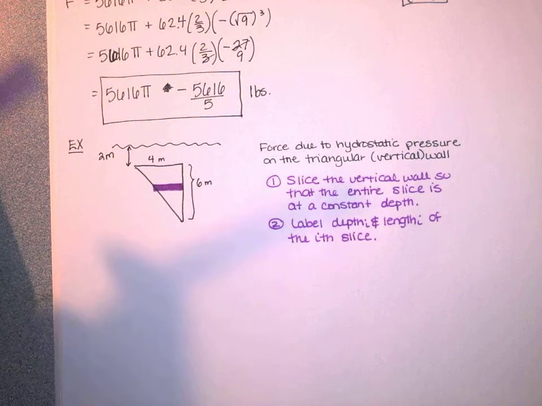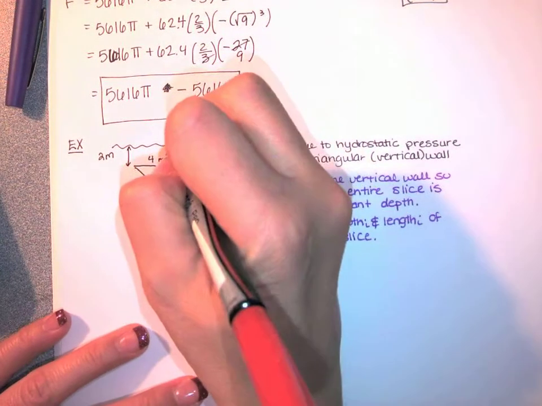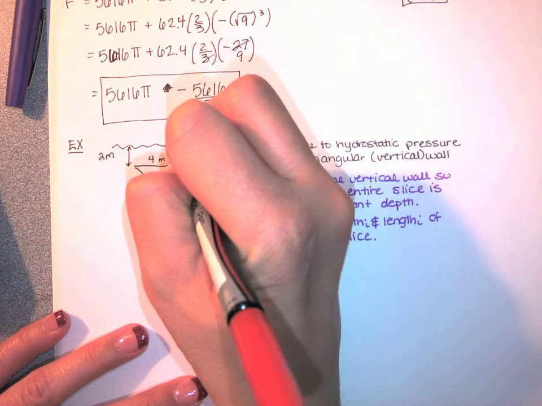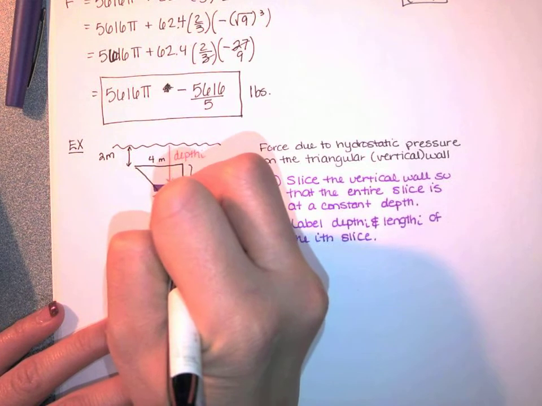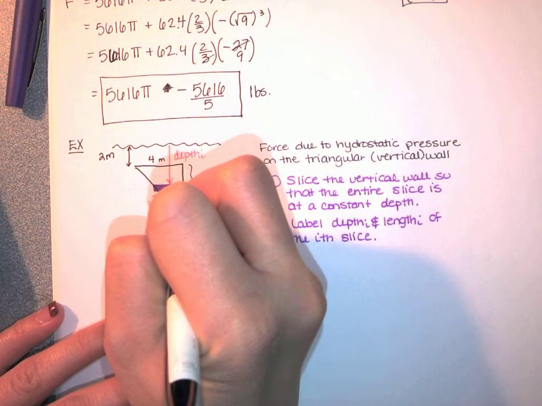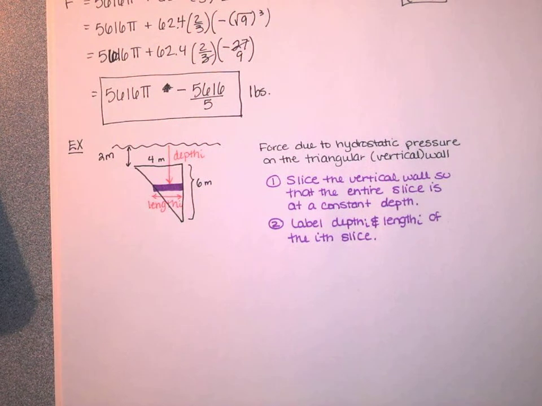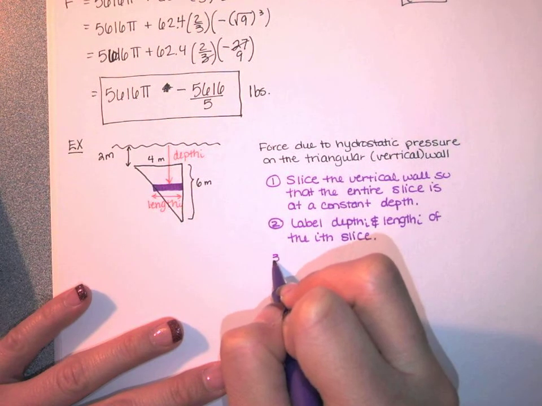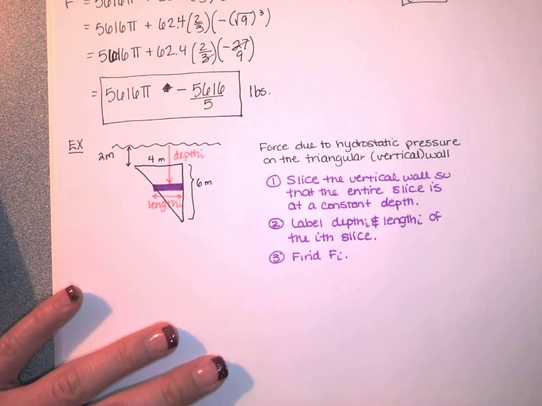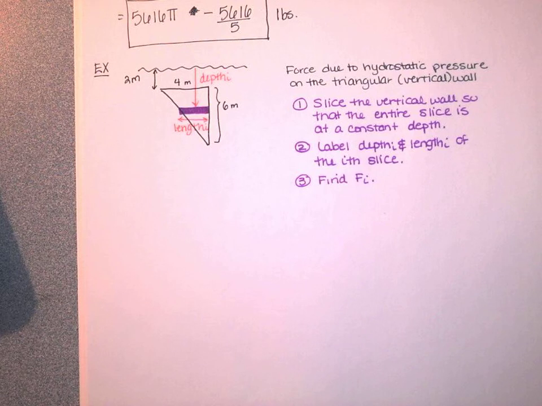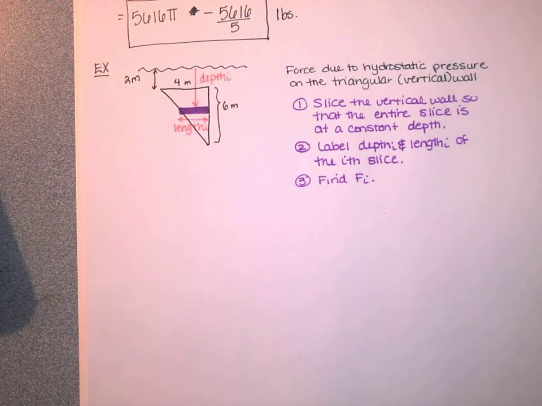We assume that there are n of them total. So the depth is the distance from here to here. And the length is the distance from there to there. Now, if I want to find the force on this triangular slab, I have to use the fact that force equals pressure times area, and then break it down into a bunch of pieces, all of which we know.